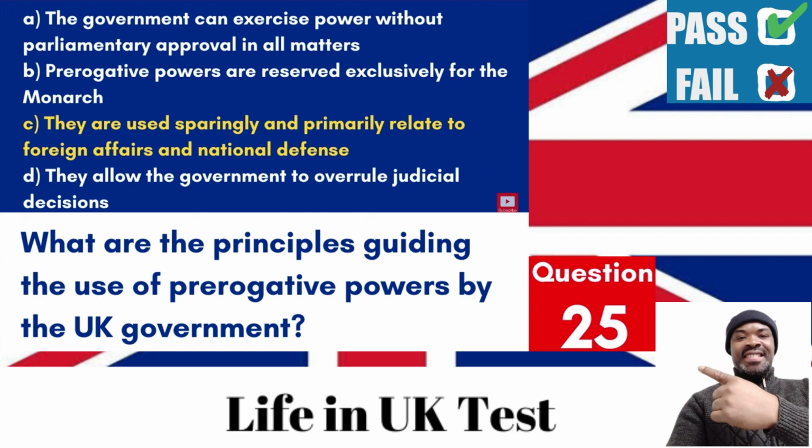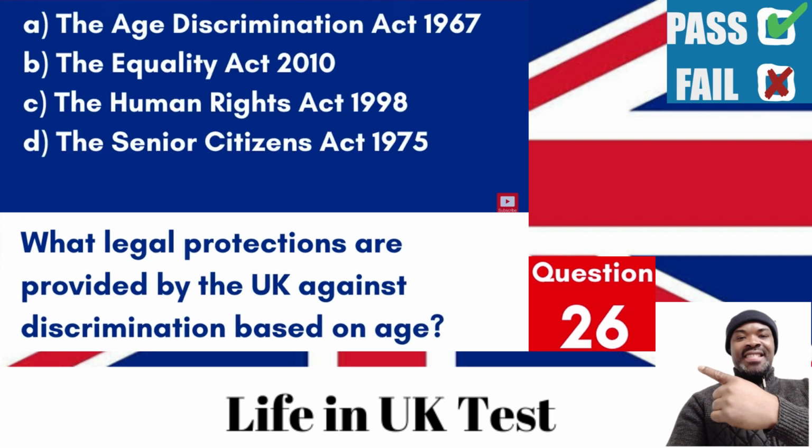Answer C. They are used sparingly and primarily relate to foreign affairs and national defence. Prerogative powers are executive powers that allow the government to act without the immediate need for parliamentary consent, typically used in areas like foreign affairs and defence.